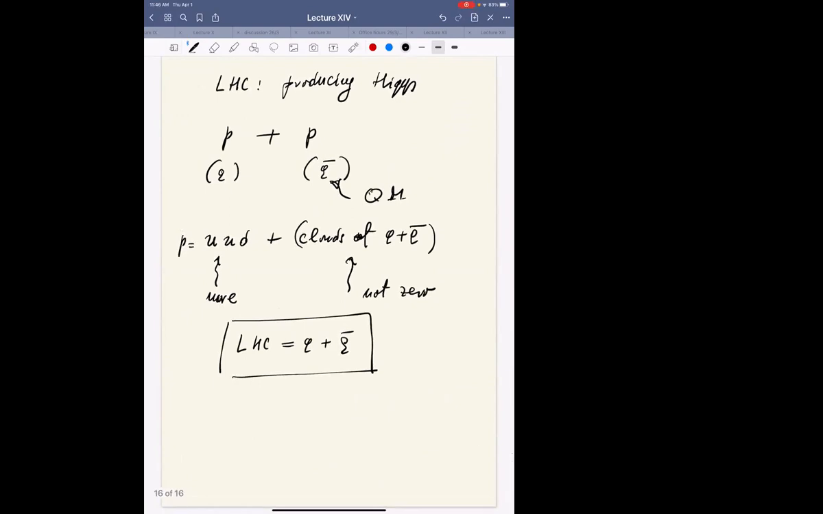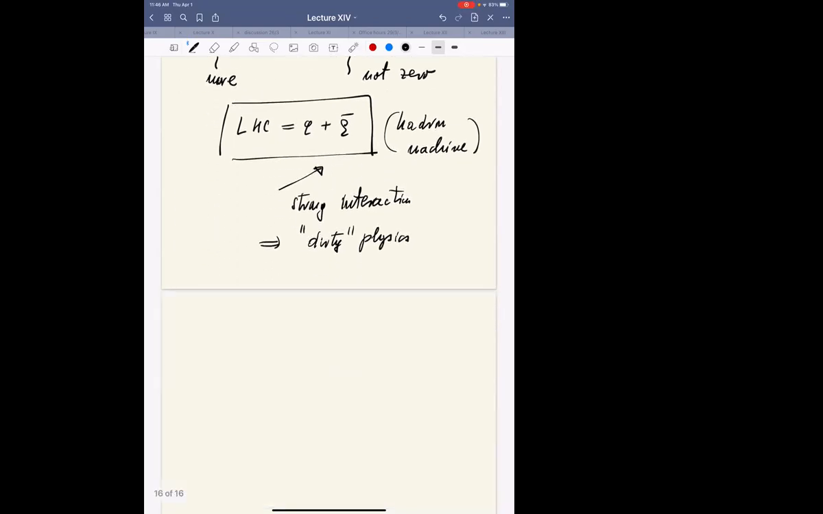You may say, why are you even building a hadron machine? Because you have strong interactions here, and they are not easy to understand. So a hadron machine really implies kind of dirty physics. You have to struggle a lot to extract clean information. For example, you cannot study detailed properties of the Higgs boson or the Z boson at a hadron machine. You need a lepton machine, which is clean.